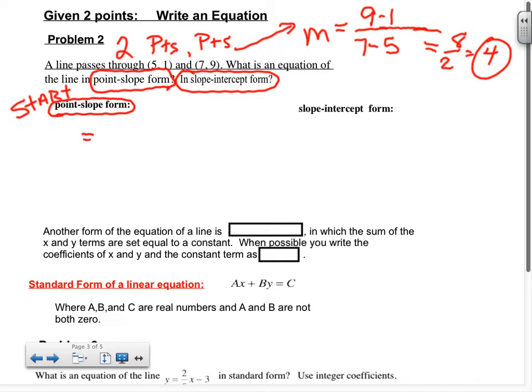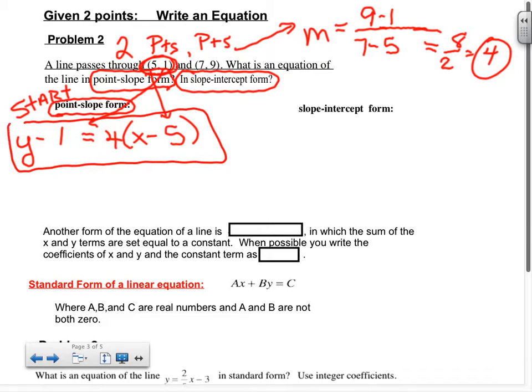And remember, the slope goes in front of x minus x1. Over here, it's y minus y1. Well, which point should I put in? It doesn't matter. If I were you, I'd pick the smaller numbers and the numbers that are positive. Since they're both positive, I'd go with 5, 1. So again, x value here, 5, y value here, 1. And there it is. That is the answer in point slope form.